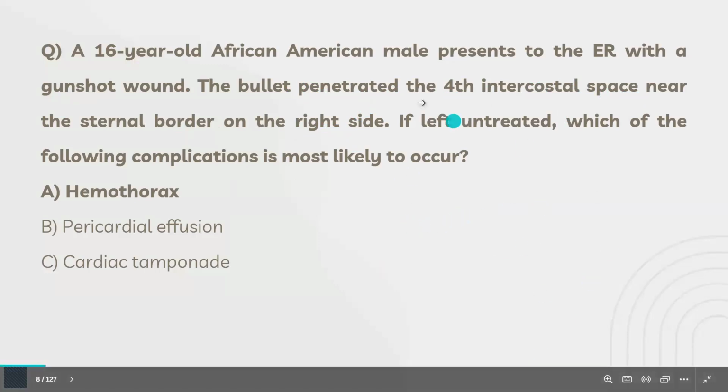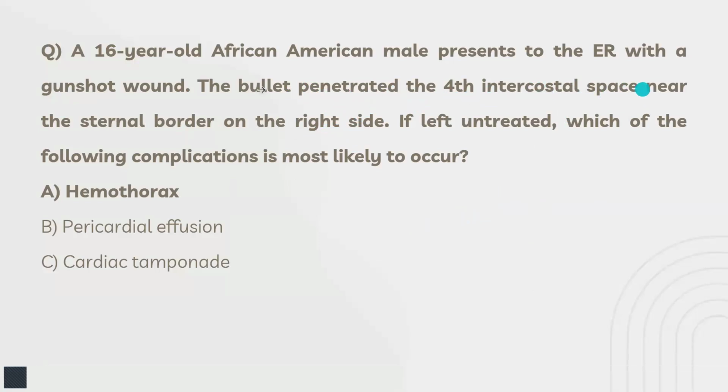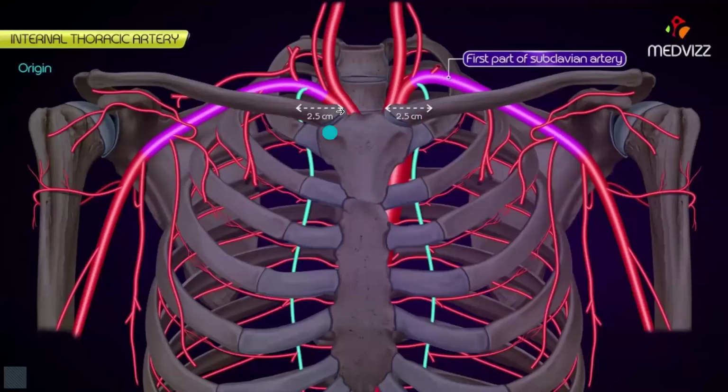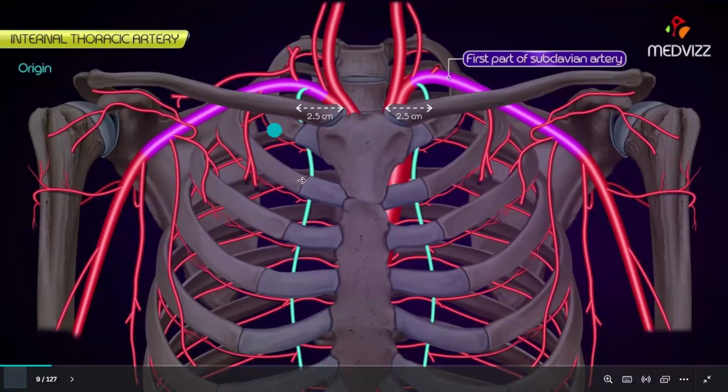Okay. So the bullet penetrated the fourth intercostal space near the sternal border on the right side. So since it's on the right side, this immediately excludes anything to do with the heart. So B and C are wrong. Okay. So this is a diagram of basically the vasculature of the thoracic wall. And if you look here, this is the fourth intercostal space, and this is the sternal border. And you can see here an artery lays very intimate to this anatomical region. This artery is called the internal thoracic artery.